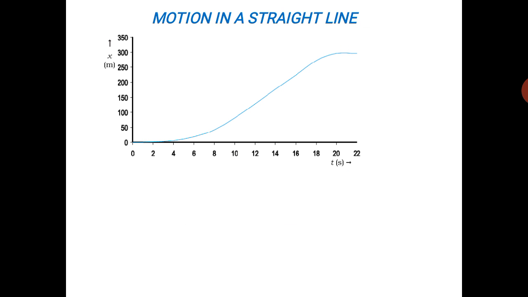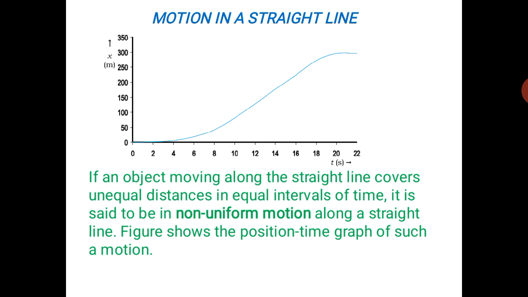See, in this graph, the time values are 2, 4, 6, etc. and the positions are 0, 50, 100, and so on. The graph is not a straight line. Clear? So what does it mean? There are unequal changes in equal intervals of time. So this motion is called non-uniform motion and the velocity is called non-uniform velocity.